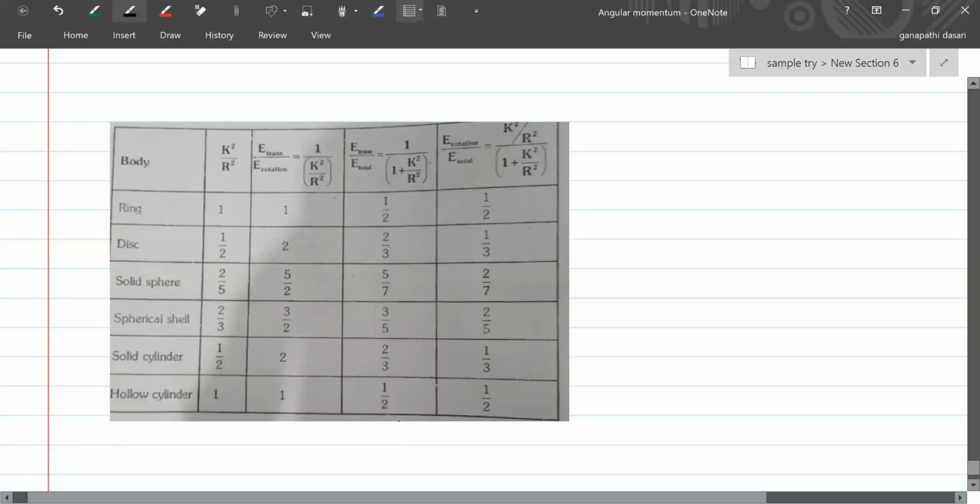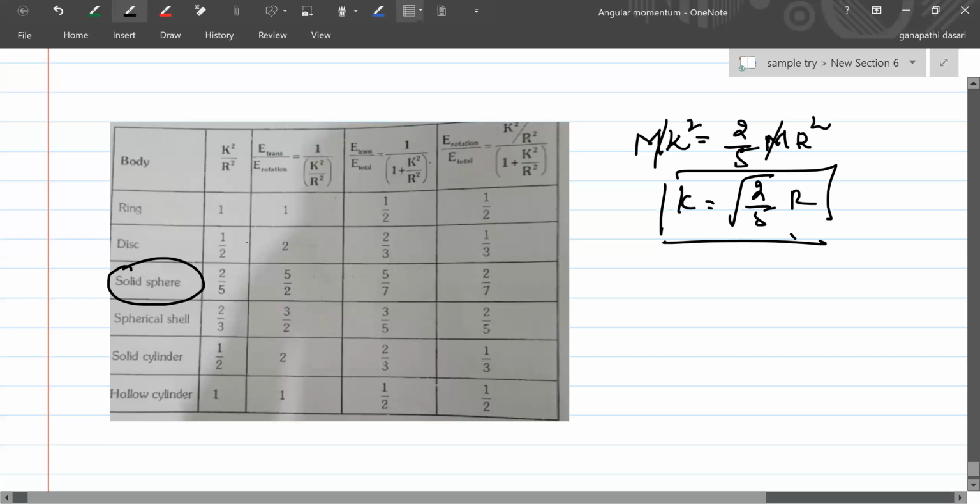This is another diagram, but any question can be solved. I'll try to take one of the questions here, solid sphere, or spherical we can also take. What is the solid sphere's radius of gyration? M k square is equal to 2 by 5 m r square, right? The m will cancel. K will be root 2 by 5 r.